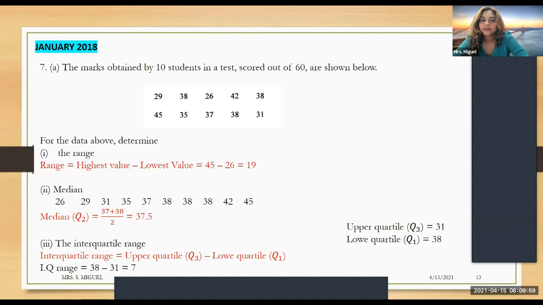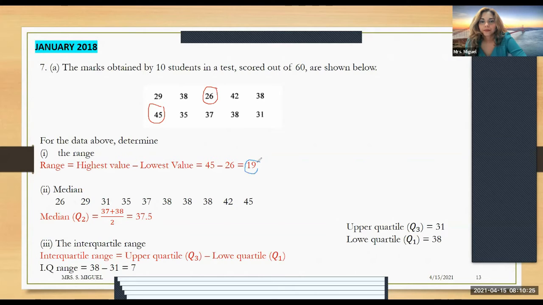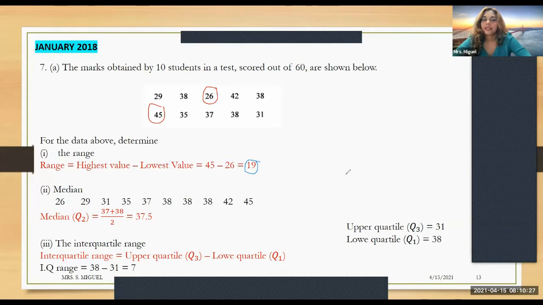The first part of the question asks for the range. The formula for range is the highest value minus the lowest value. So from observation, the highest value is 45 and the lowest value is 26. The difference between those numbers will give us the range. So take down the answer for part 1 and we will move forward in 2 minutes.